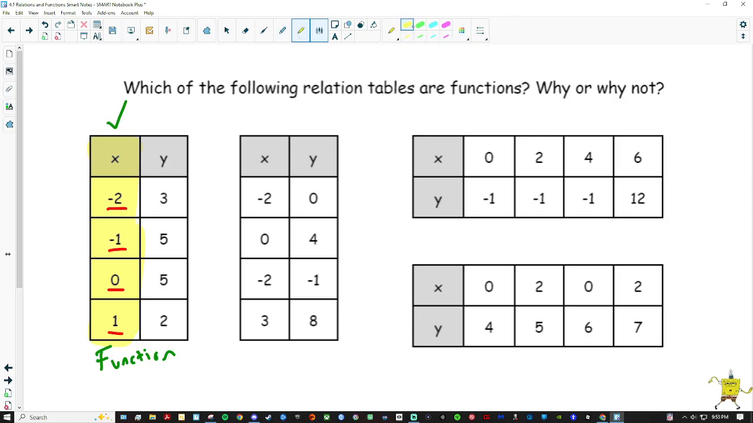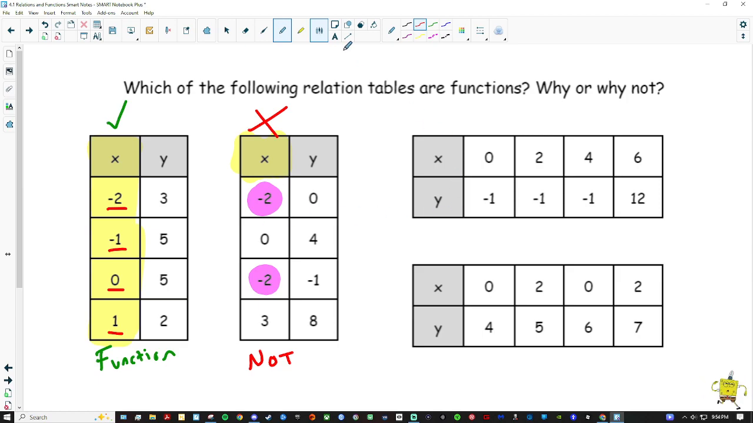Okay, if we look at our next one, we have -2, we have 0, we have another -2, and we have 3. We only care about our x values. The y values don't help us. Now, big problem. I have -2 show up twice. That means -2 has 2 outputs. It outputs a 0 and it outputs -1. If your x value ever repeats, then it instantly fails. This is not a function.